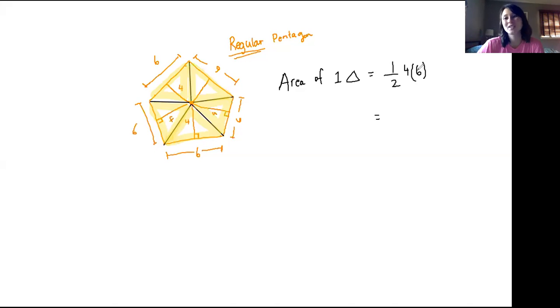So half of 4 is 2, 2 times 6 is 12. And so this is 12 units squared. And then to find 5 triangles, I could just do 12 times 5 and I get 60. So the area would be 60 units squared. Okay.